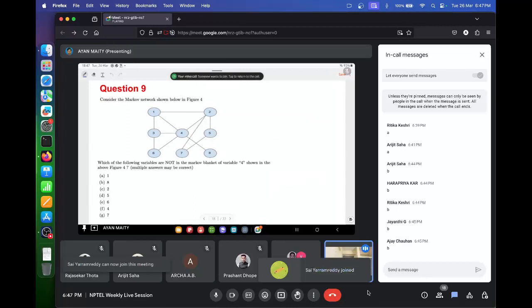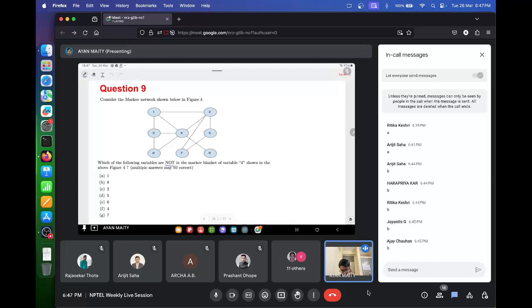Now question 9. Consider the Markov network shown given below. Which of the following variables are not in the Markov blanket of the variable 4? So this is the variable 4. So which of these variables will not be in the Markov blanket of variable 4?